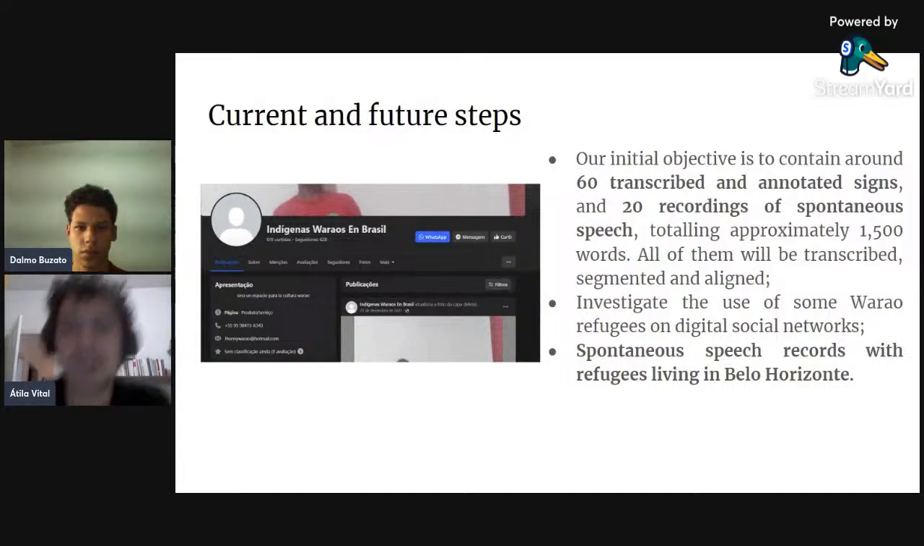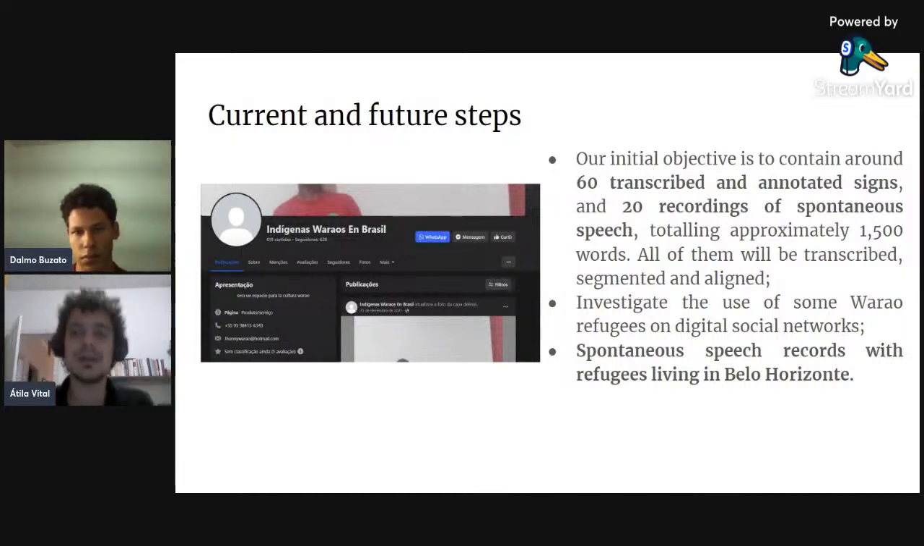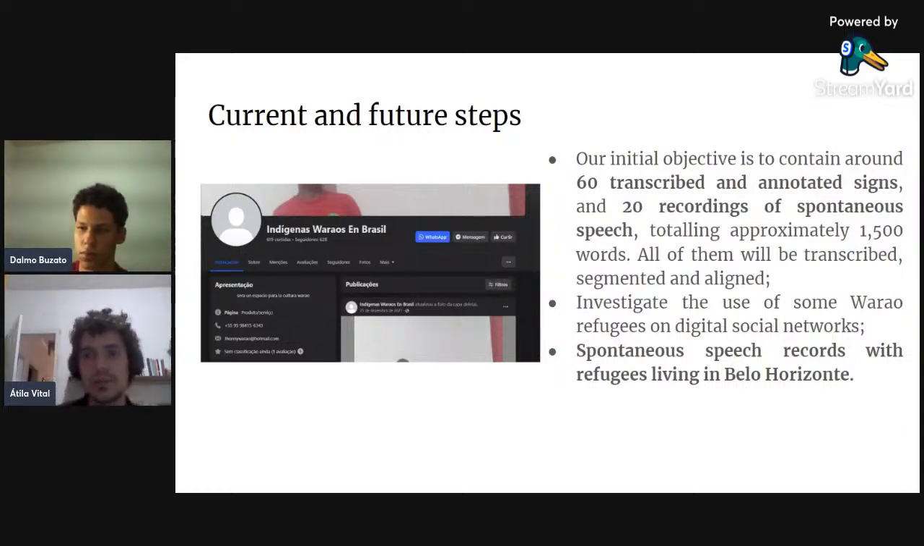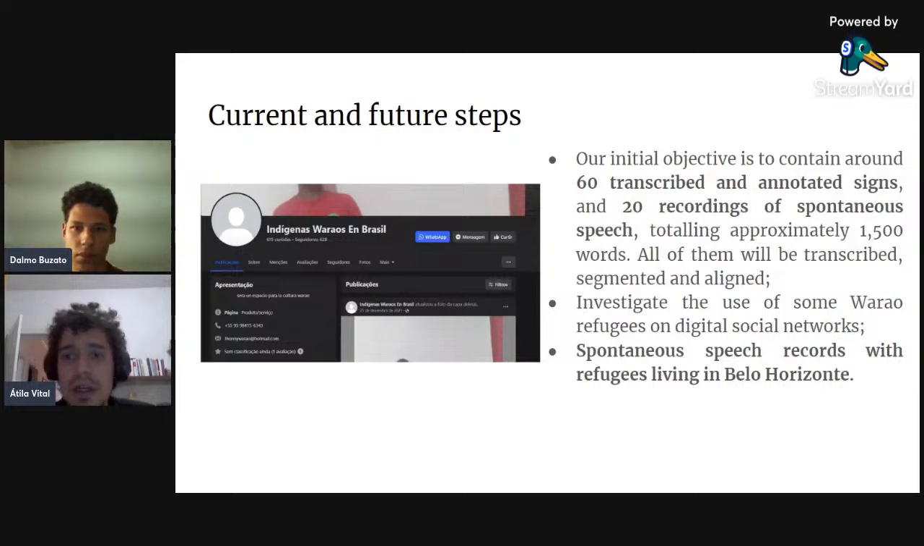Our current and future steps, I will say very fast. Well, our main goal is to contain around 60 transcribed and annotated signs and 20 recordings of spontaneous speech, each recording with something close to 1,500 words, transcribed, segmented, and text-sound aligned. Investigate the use of some Warao refugees on digital social networks, and spontaneous speech records will happen in Belo Horizonte.